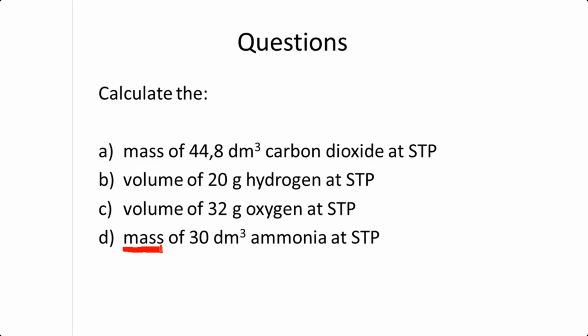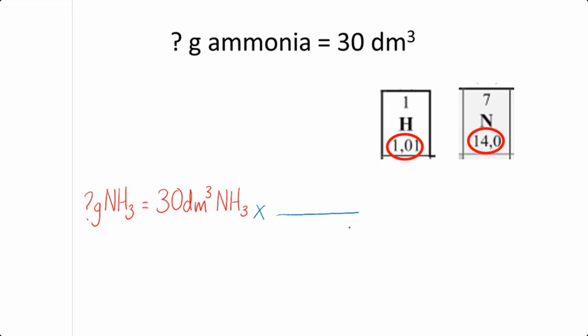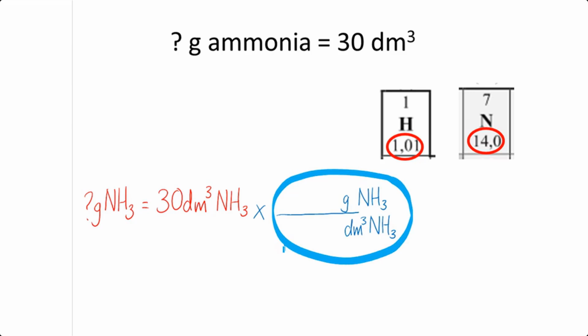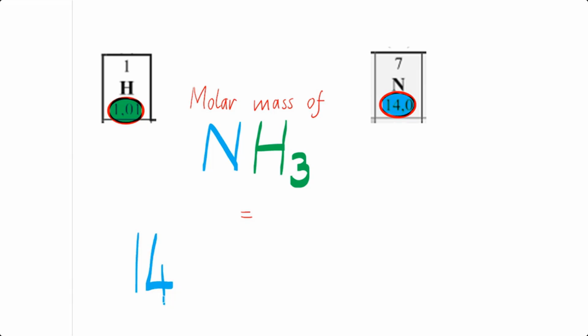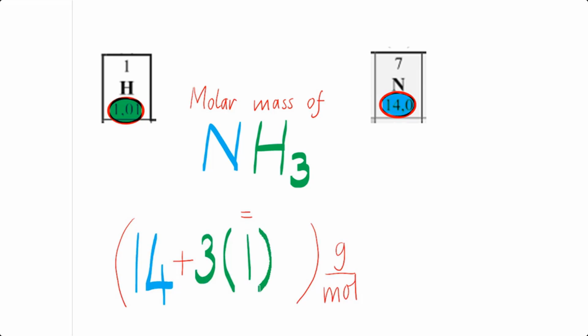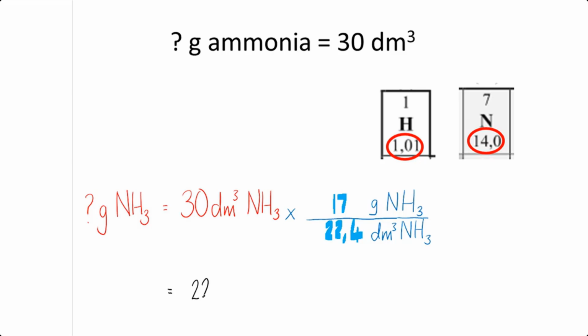What's the mass of 30 decimeter cubed of ammonia? Ammonia's formula is NH3. We divide by decimeter cubed multiplied by gram ammonia, where both top and bottom refer to a mole. 1 mole ammonia at STP is 22,4 decimeter cubed. 1 mole ammonia has a mass of 17 grams: 14 grams per mole for the nitrogen and 3 times 1 for the hydrogen. Do that on your calculator and you get 22,76785, which rounds off to 22,77 grams of ammonia.